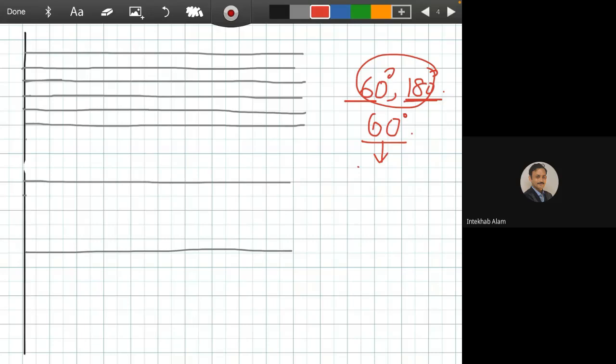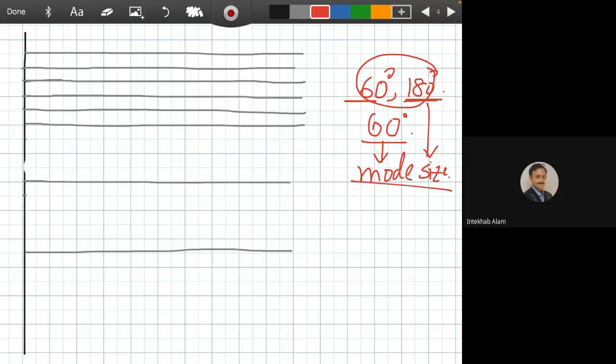This 60 degree is the mode size of this condition. For 180 degree conduction, the mode size is actually 60 degree. If the conduction is 150 degree, then the mode size will be in this fashion. The mode size will be 30 degree. Is it okay with you?